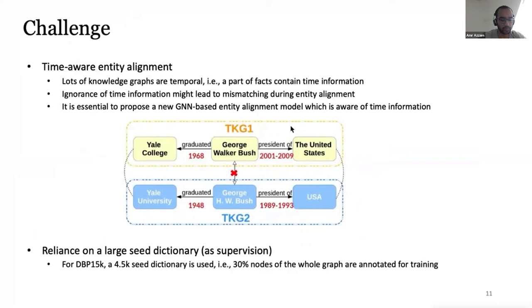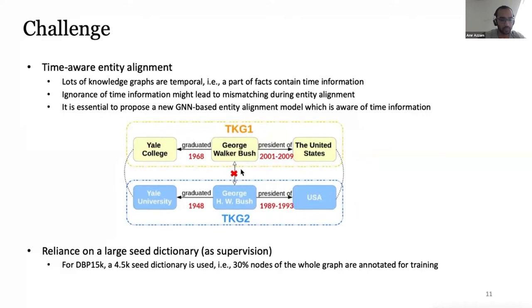Most existing embedding-based entity alignment approaches disregard time information in temporal KGs, leaving much room for improvement. Taking this case as an example, given two entities, Bush Senior and Bush Junior, which exist in two temporal KGs respectively, static embedding-based approaches are likely to ignore time information and wrongly align these two entities due to the homogeneity of their neighborhood information. Thus, it is essential to propose a new GNN-based entity alignment model which is aware of time information.